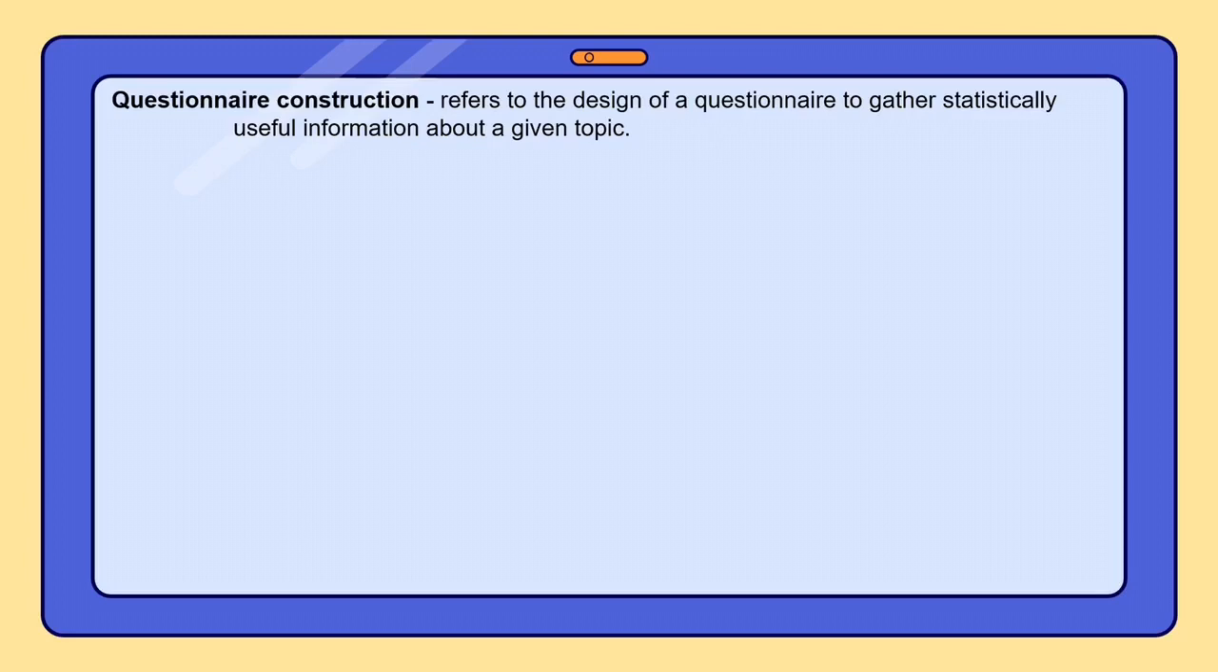is questionnaire construction. So, from the word itself, construction, kung paano pagkakagawa ng tanong. So, it refers to the design of a questionnaire to gather statistically useful information about a given topic. Dito din papasok yung opinion mo about sa questionnaires.